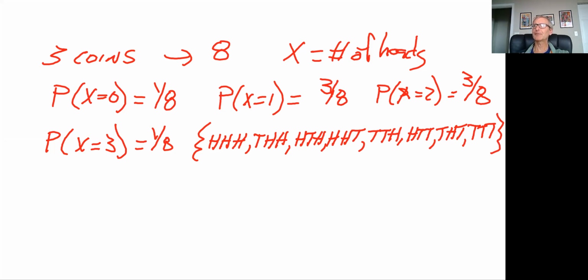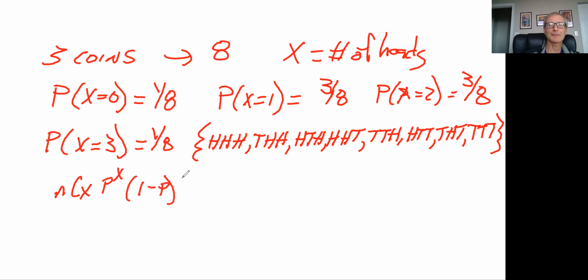So how do we use this crazy formula, this crazy formula of these calculations? Let me write it up here. It's the combination of n, x, p of x, 1 minus p to the n minus x.